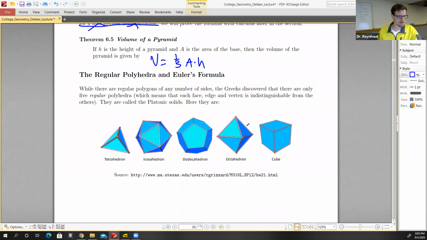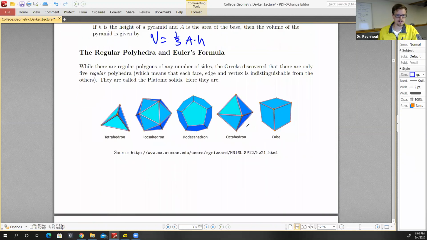All right, so one more thing, and then we'll call this all set for this video. We want to introduce the regular polyhedra, and in a little bit we'll take a look at Euler's formula. So much like a regular polygon, where we have all the same length sides and all congruent interior angles, for regular polyhedra the faces are regular polygons, and all of the faces are the same.